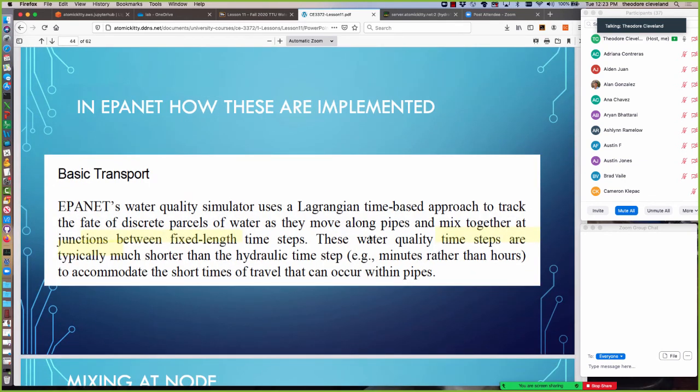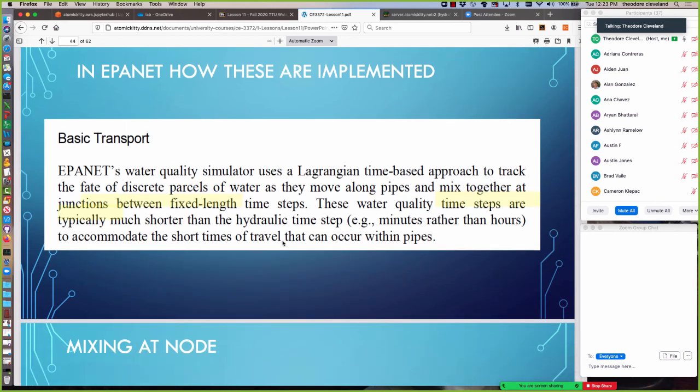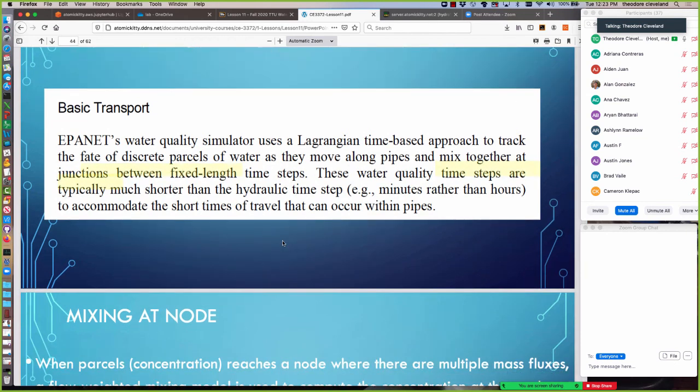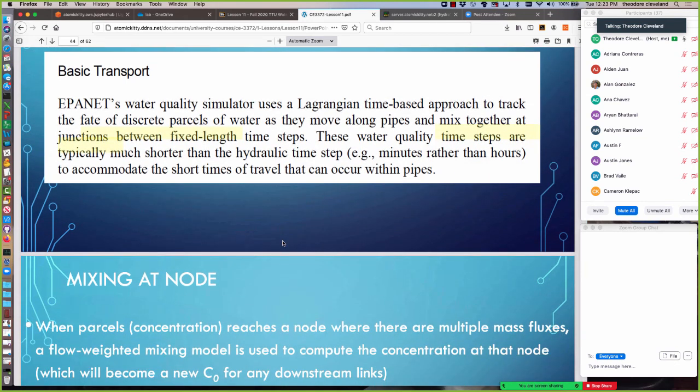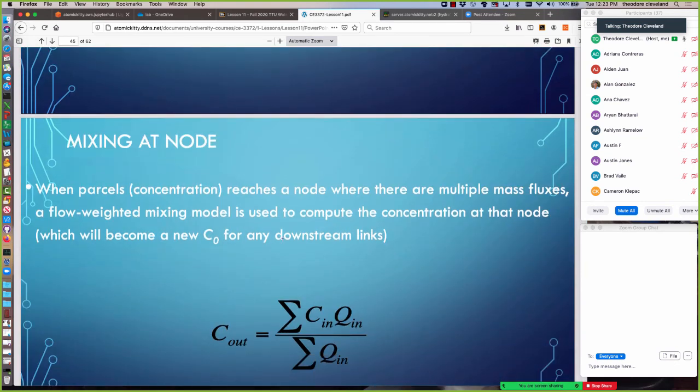So the whole point was to explain these two sentences in the user manual. EPANET's water quality simulator uses a Lagrangian time-based approach to track the discrete parcels of water as they move along pipes and mix together at junctions between fixed length time steps. The water quality time steps are shorter than the hydraulic time steps, minutes versus hours, to accommodate the short times of travel that occur within pipes.